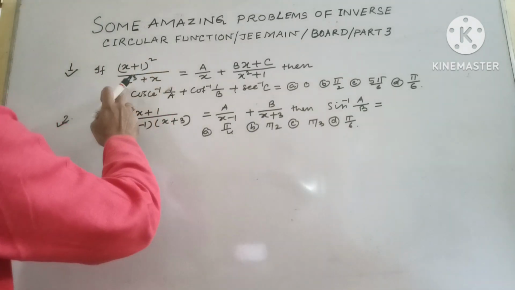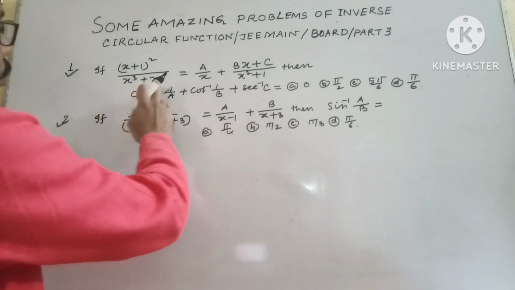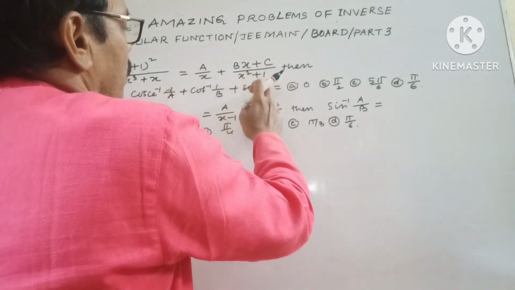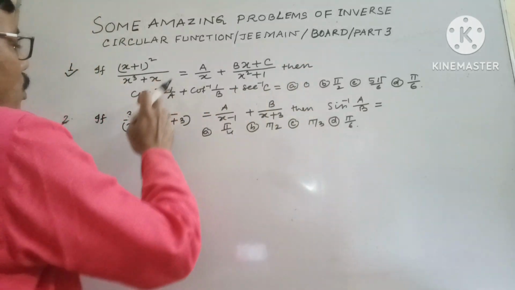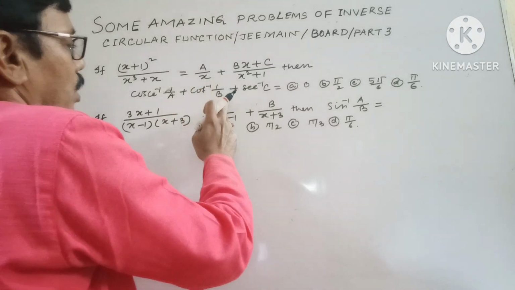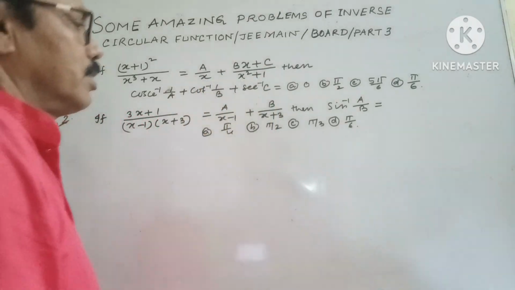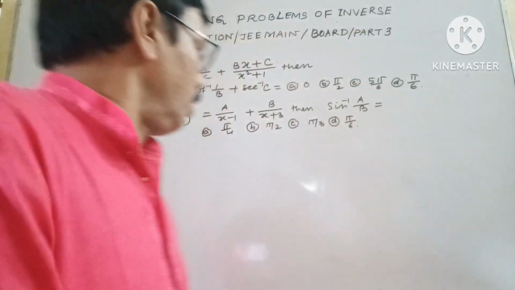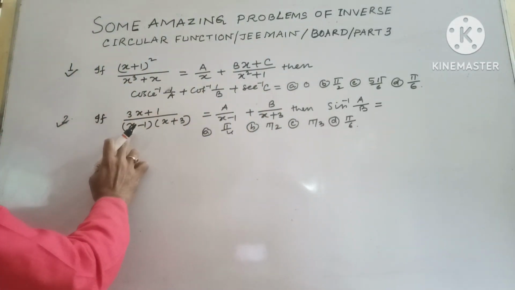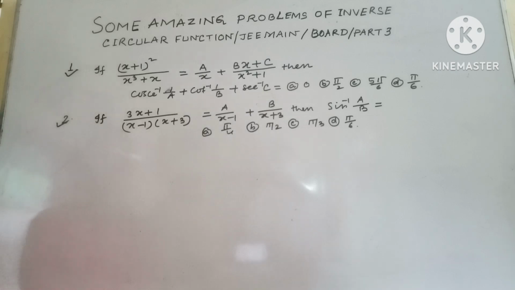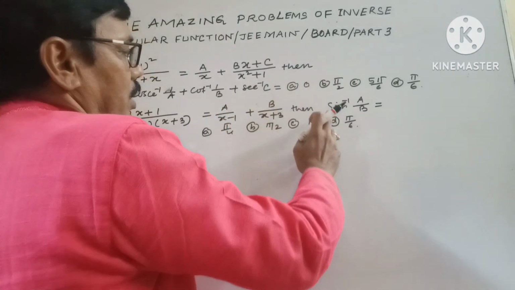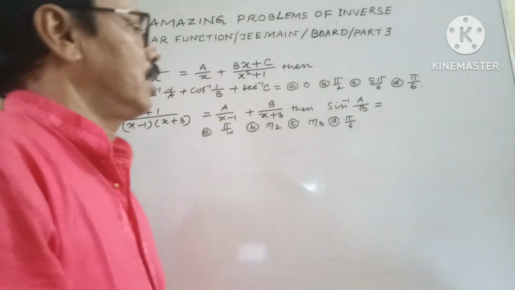(x + 1)² / (x³ + x) = A/x + (Bx + C)/(x² + 1). Then find the value of cosec inverse (1/A), cot inverse (1/B) plus sec inverse C. So the second one is exactly the same: (3x + 1) / ((x − 1)(x + 3)) = A/(x − 1) + B/(x + 3). Find sin inverse (A/B).